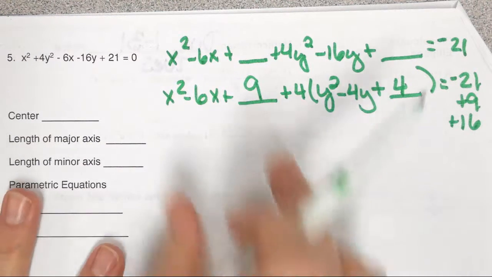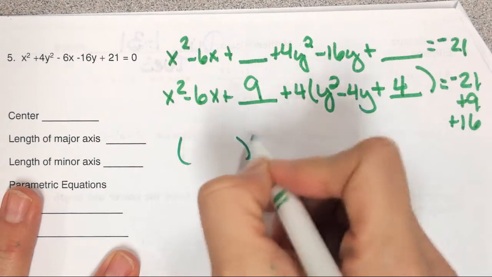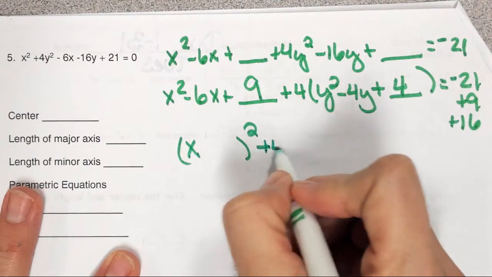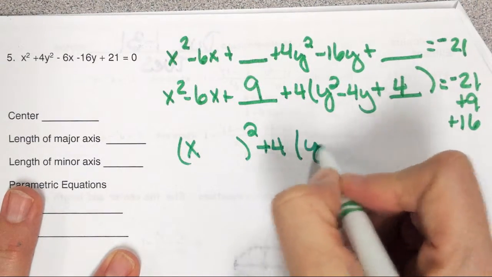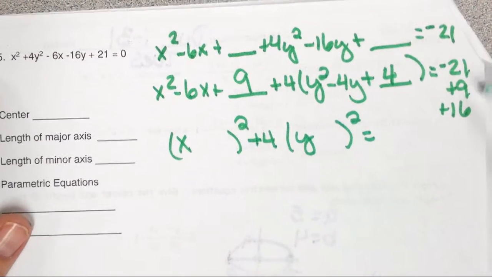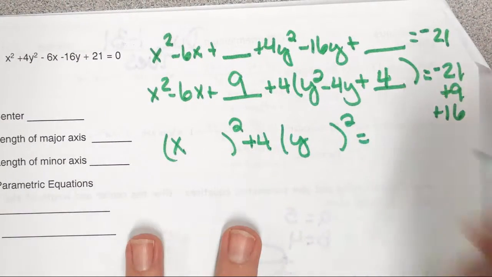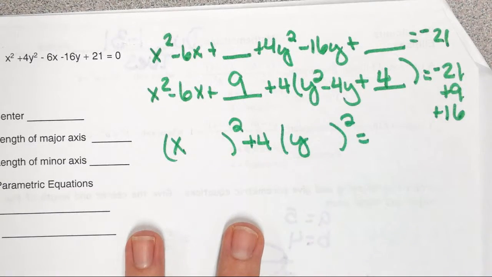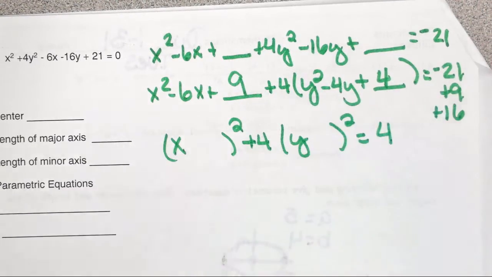Okay. Now we're going to complete the square for both of these. We're almost done. This is going to be x something squared. This is going to be 4y something squared. And I'm going to add these up. Negative 21 plus 9 plus 16 equals, God bless you, what does it equal? 4. Thank you. When you're trying to figure out what goes in here, you just take the square root of the ends and the sign of the middle.